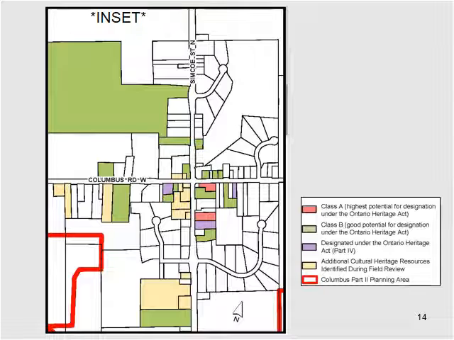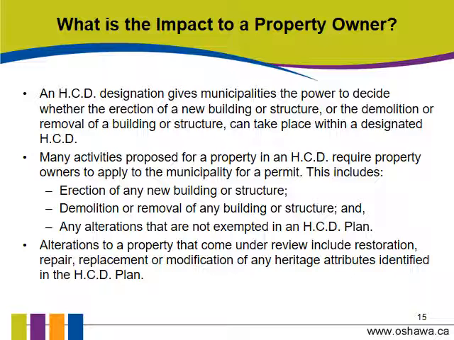The next slide, slide 14, shows the same map, but a zoomed-in inset showing the former hamlets of Columbus area, again showing Class A, Class B, designated, and properties identified during ASI's field review. On the next two slides, being slides 15 and 16, we'll look at what is the impact to a property owner as a result of an HCD.